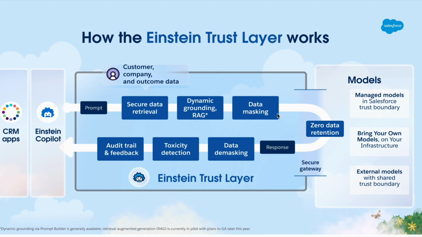So this is about demasking, and in the next video we will see about toxicity detection and audit trail feedback. Then we will be done with the Einstein trust layer, and next we can go with real-time examples, like how to create a prompt template, what the template types are, how exactly the working will happen, and where we can use this. All those examples we will be seeing one by one.